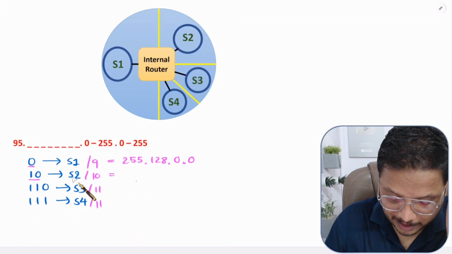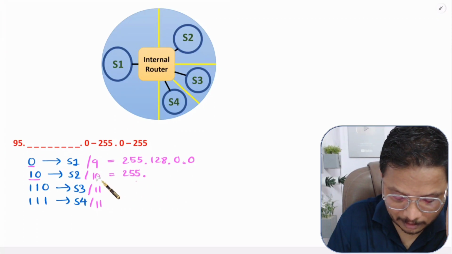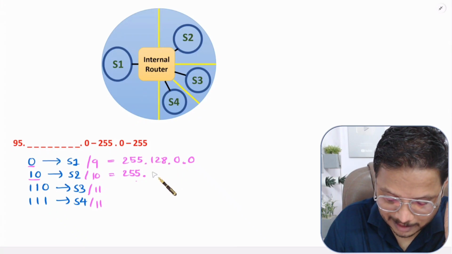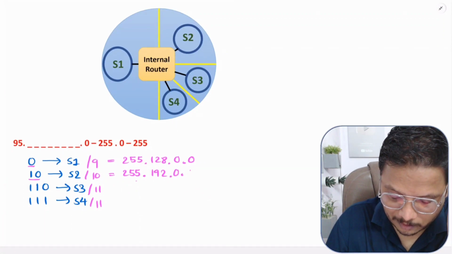Now if you talk about S2, then you see 10 ones are there. So first 8 ones, that will represent 255. Then 1 means 128 plus 64, that is 192. Then all zeros are there, so 0.0.